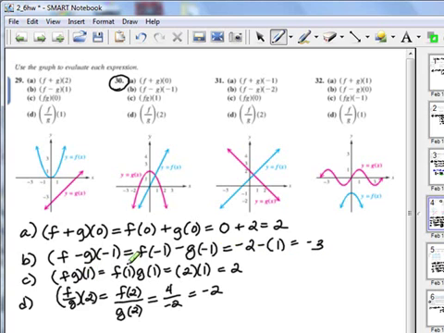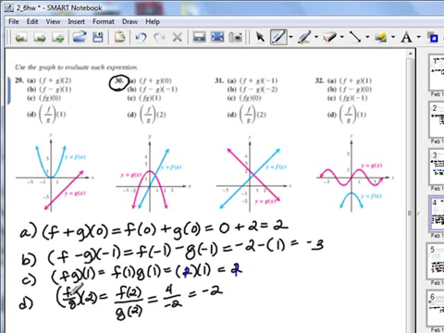F times g of 1 is f of 1 times g of 1. So f of 1 is 2, and g of 1 is 1. So our answer is 2. And I think I wrote that incorrectly, didn't I? F of 1 is not 2 there, is it? F of 1 looks to be 1. That should be 1 times 1. Let me try to correct that. I apologize about that. So 1 times 1 would be 1.